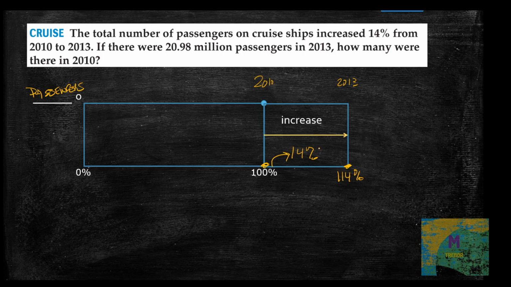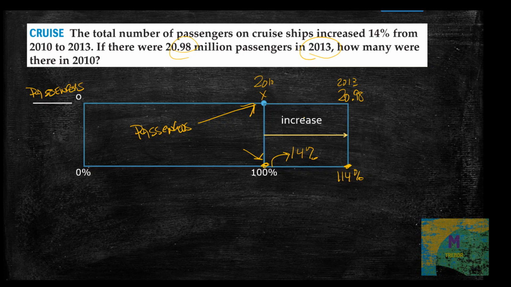proportion. So the question is, if there were 20.98 million passengers in 2013, they're telling us, this number has to be in 2013, so we're going to put it there. The question is, how many were there in 2010? That's this value here. So we know that there was an increase, and by the way, these represent passengers. This model is about passengers, and we're going to represent passengers as a quantity, as a number, and then as a percent as well. We already have the percent. It's 114%. That's the change.